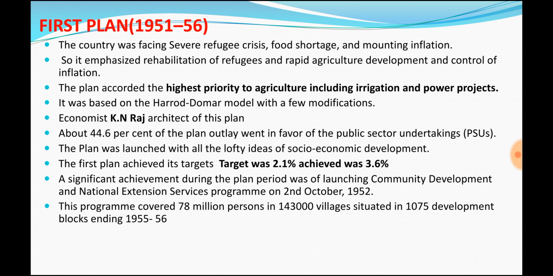It set a very minimal target. Since India was coming up with a plan for the first time, India was not going for a high target. So it set just 2.1% and it achieved 3.6%. In fact, the first plan is considered a successful plan because of this reason.